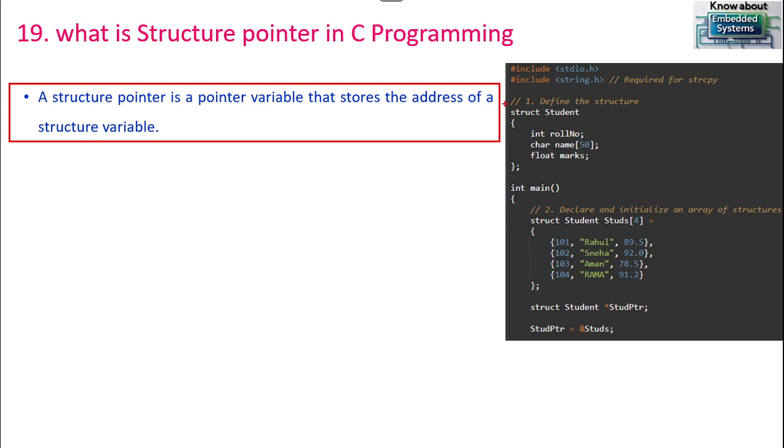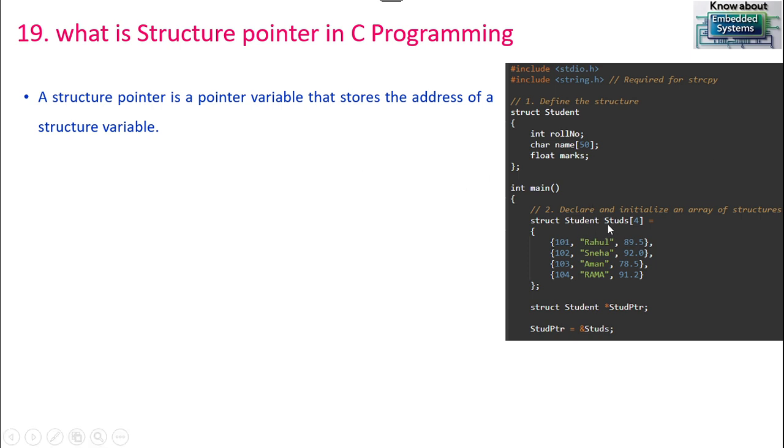I have one base structure by the name student here, and then I have a structure variable. I have created an array of structures, as in the previous programming, by the name studs. Now I'm going to create one more variable here: struct student star stud pointer. I'm creating one structure pointer with the help of star stud pointer, which is of type student.